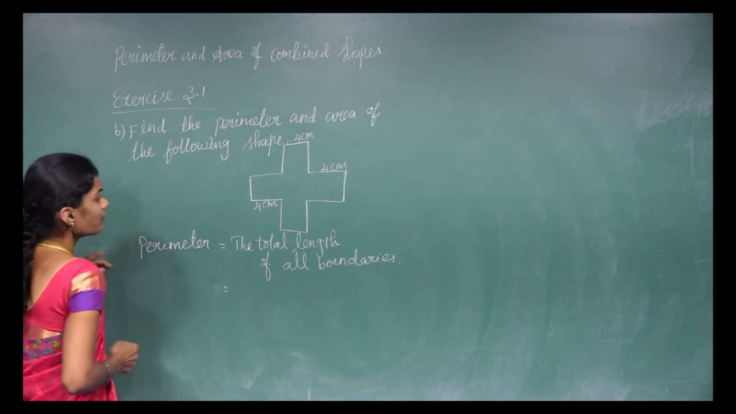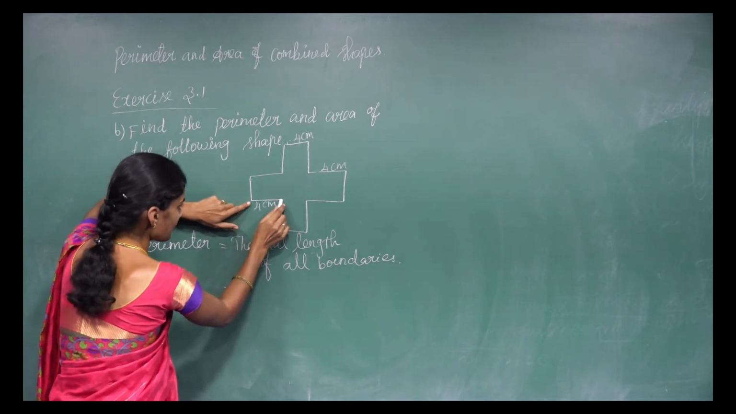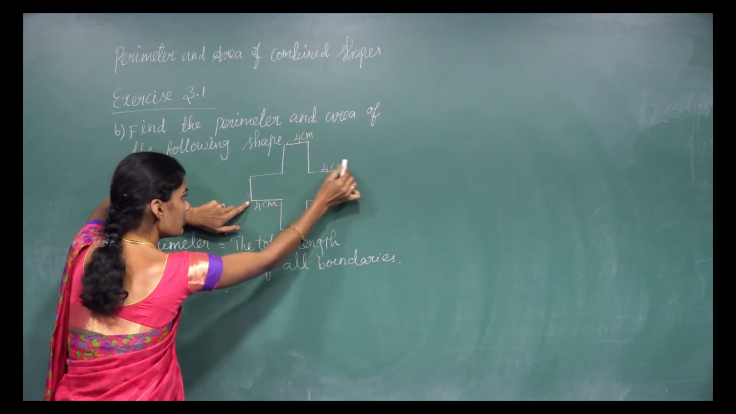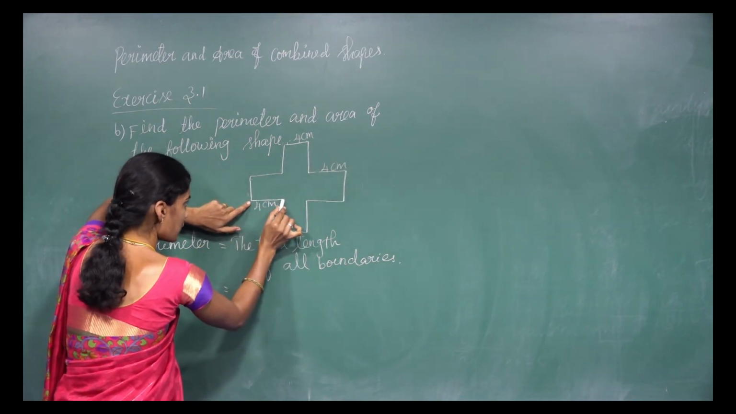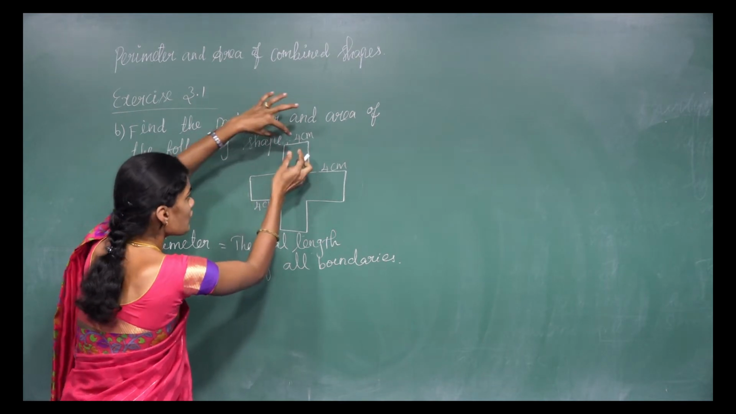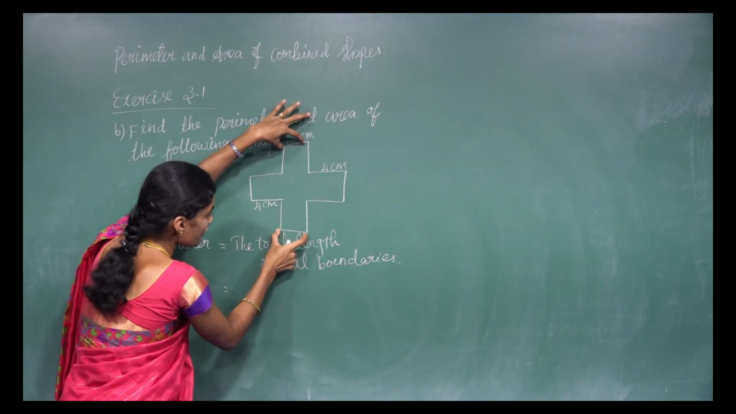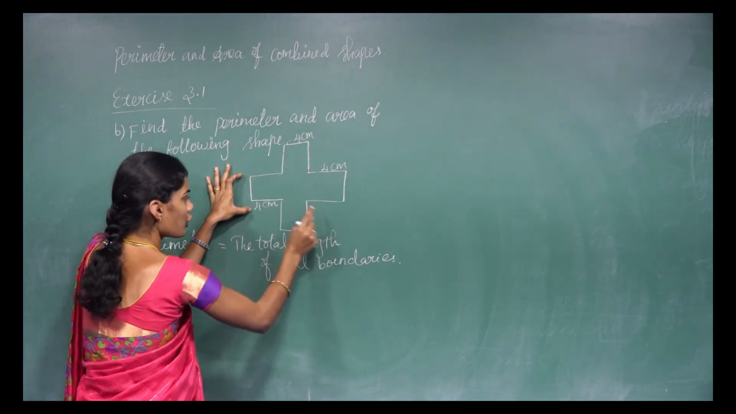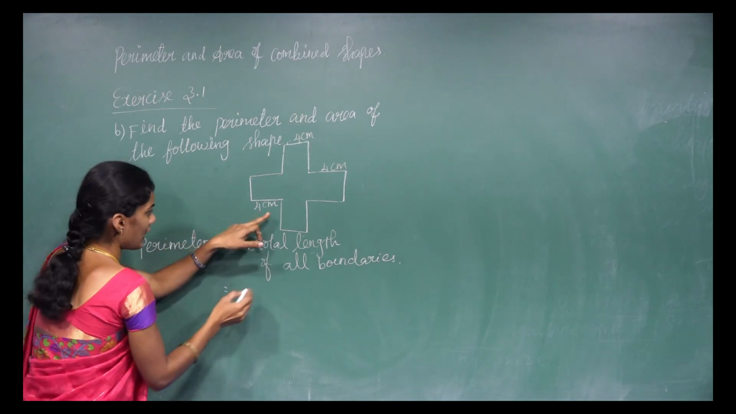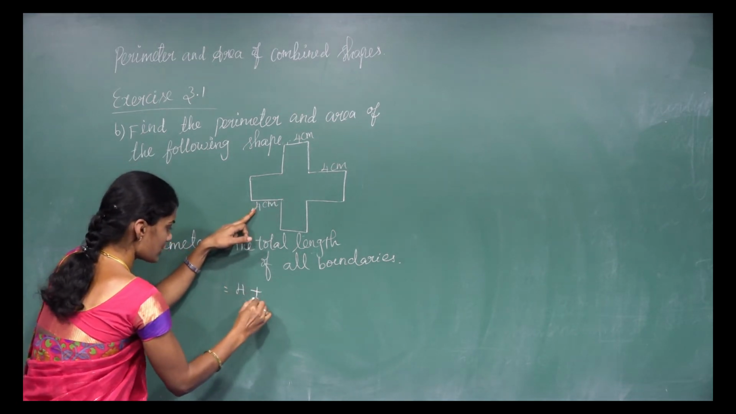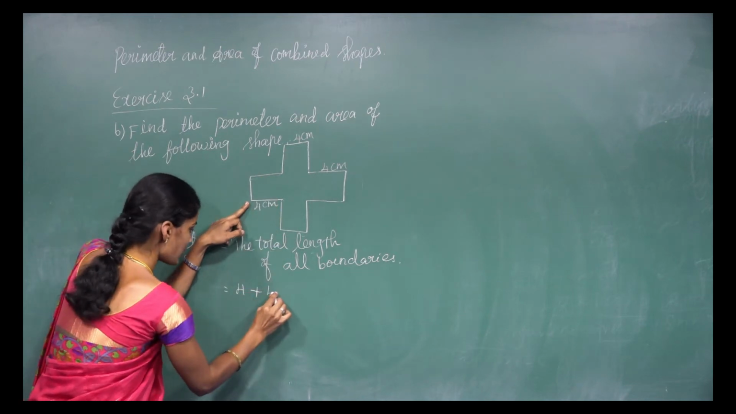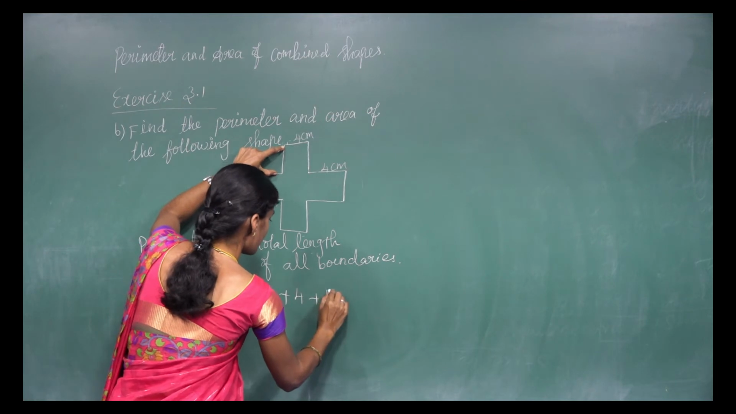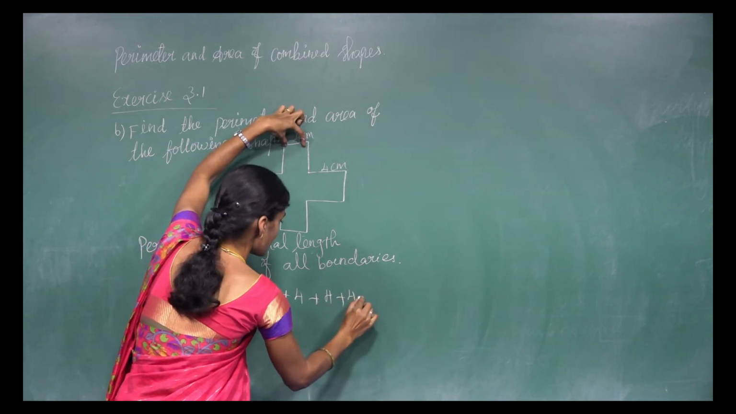All boundaries means we calculate the outer side fully. Here 4 centimeter, so definitely here also 4 centimeter. So all the sides are only 4 centimeter. Just add them. Start here, this is 4 centimeter, this also 4, next this also 4, next this also 4, next this also 4.